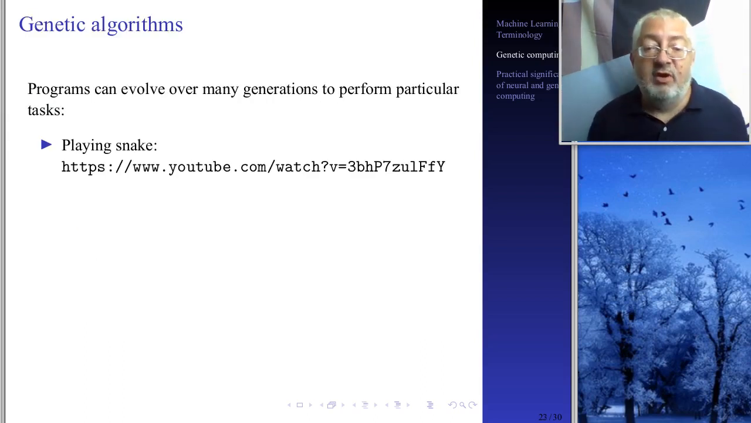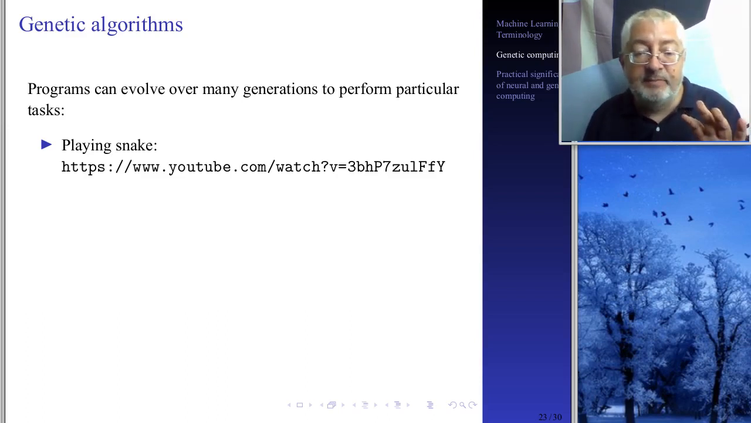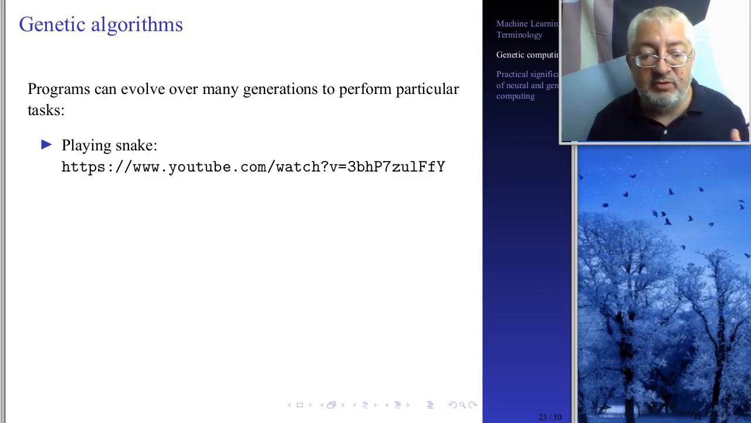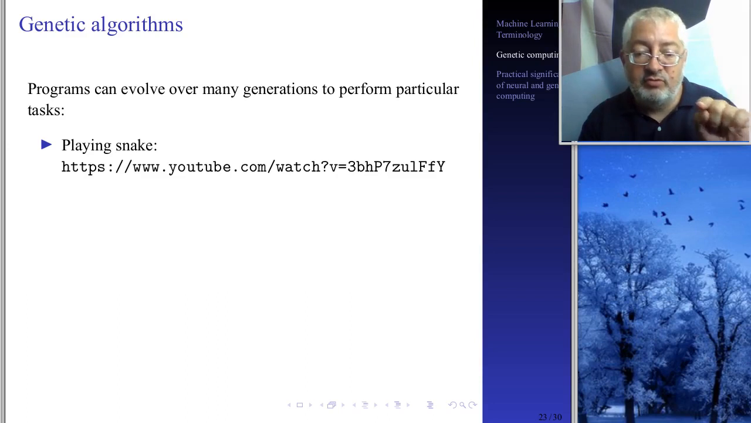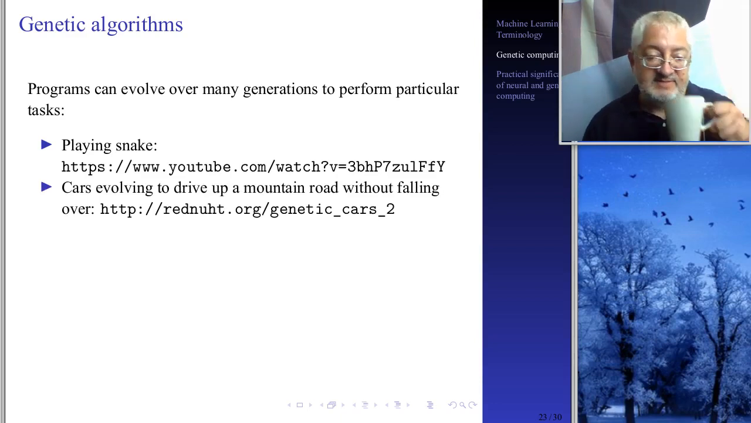And then programs can evolve over many generations to perform particular tasks. I give you some examples here, which I don't want to play in the video because right now I have the problem that my computer is too slow. If I try to play this, probably it will not work very well. I tried this previously, and this computer I have at home is not particularly good. So I don't do it here on the video now, but you can do it. Playing Snake, you can go to this link, or you can just look for it by searching, say AI, genetic algorithms, Snake, and then you will find these things.